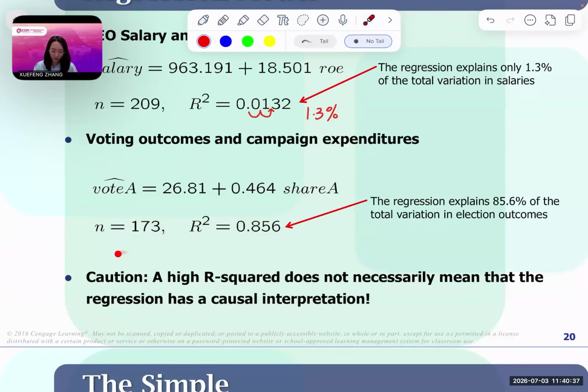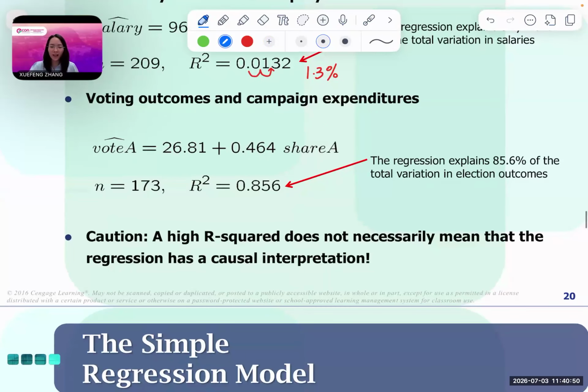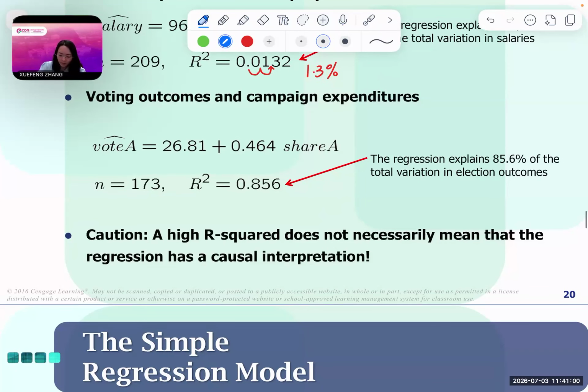I already mentioned to you, a high R squared does not necessarily mean that the regression has a causal interpretation. It only tells us how well my line fits the data. It says nothing about why the pattern exists. R squared only tells you how well my line fits the data.